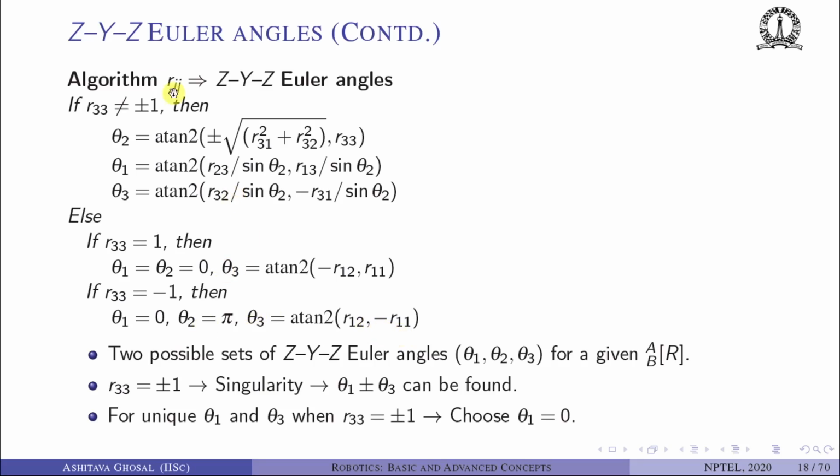Okay, so again, given a rotation matrix Rij, we can get two possible sets of ZYZ Euler angles. These two possible sets come from here, plus minus. And if R33 is plus minus 1, we have a singularity. Only theta 1 plus minus theta 3 can be found, and for unique theta 1 and theta 3, we choose theta 1 to be 0. Okay, this is by convention.